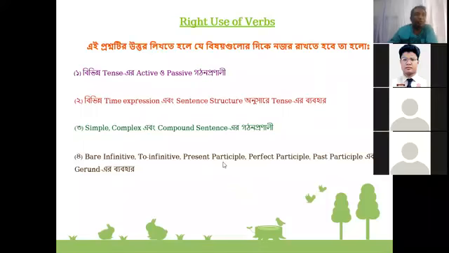Present participle means verb plus ing. Perfect participle means having plus V3. Going is a present participle. Having gone is a perfect participle. Then past participle, we all know that there is a past participle form of every verb like gone, done, etc. And gerund is also verb plus ing.